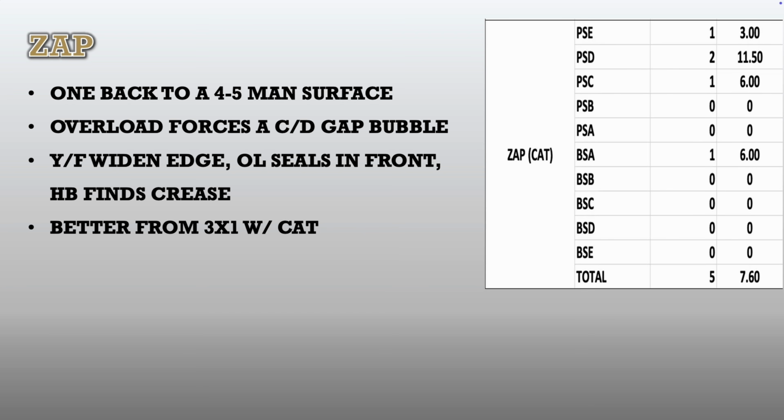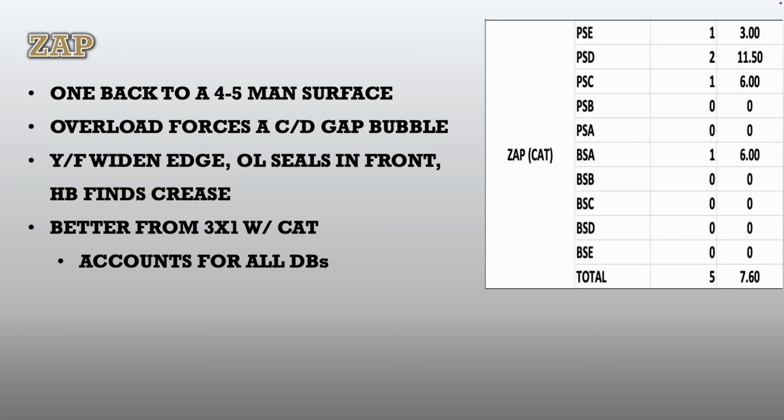Now, it is better from 3x1, where you can run Cat with it as well and take the Z receiver, crack the strong safety, and take the Y and the F on the way to the corner. You can really create an alley there because you're able to account for all of the DBs as opposed to 2x2, where you're going to have 1 DB, a corner, that you can't account for.